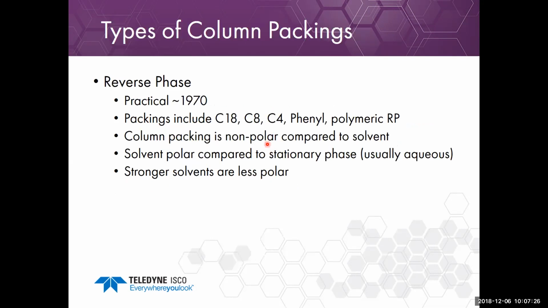Types of column packing again include reverse phase, and that only became practical around 1970, or quite some time after normal phase became common. You use C18, C8, C4, phenyl. There's a column made out of polymer. It's a polymeric reverse phase. The column packing is nonpolar. The solvent is polar compared to the stationary phase. It usually contains water. In this case, stronger solvents are less polar, so you see it's the opposite of normal phase. That's why we call it reverse phase.